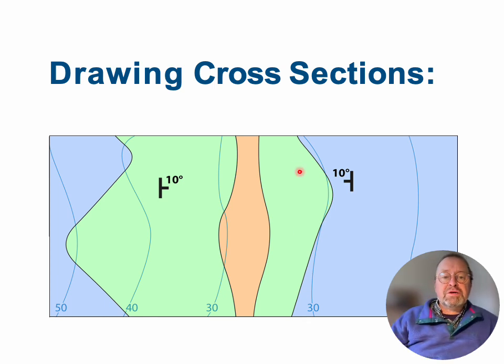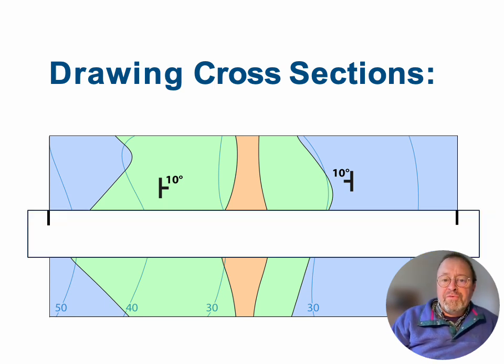So for example, here we have a slope dipping from the left to the right. The topography is dipping from the left to the right, and we have three geological units, the blue, the green and the orange. And we know something about their structure. We know that this one is dipping 10 degrees from the horizontal to the right, and over here it's dipping 10 degrees to the left. So again, we draw our cross section perpendicular to the strike of the units to show the structure as neatly as possible.